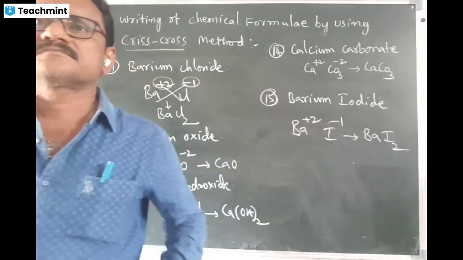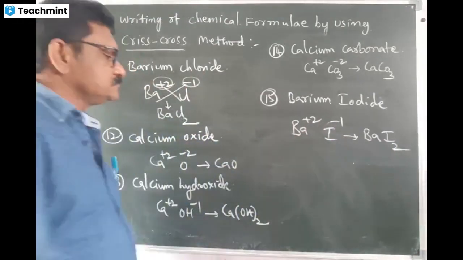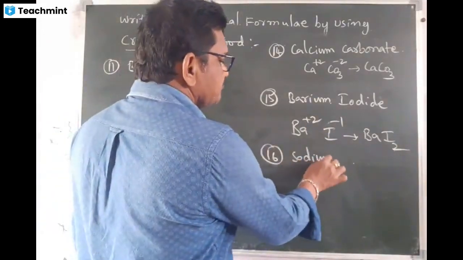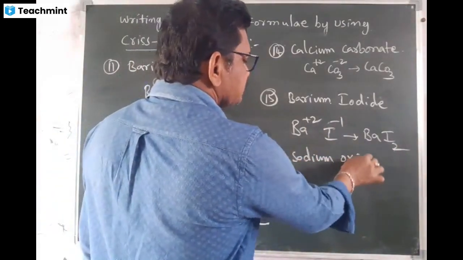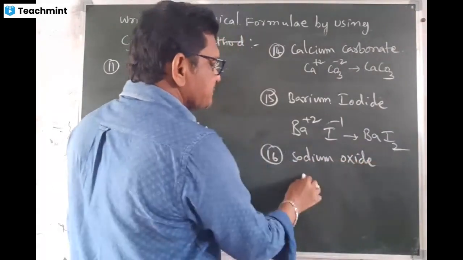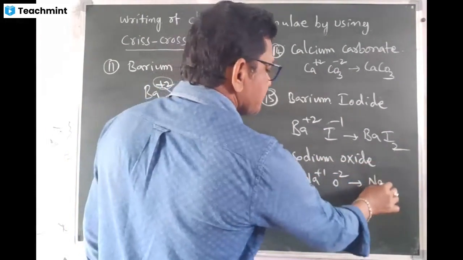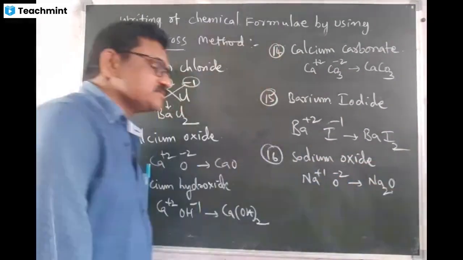Okay, what is the formula of sodium oxide? Sodium oxide means Na+1, oxide means -2, then the formula becomes Na2O. That is sodium oxide.